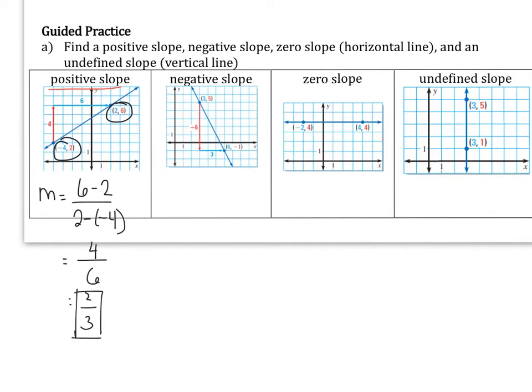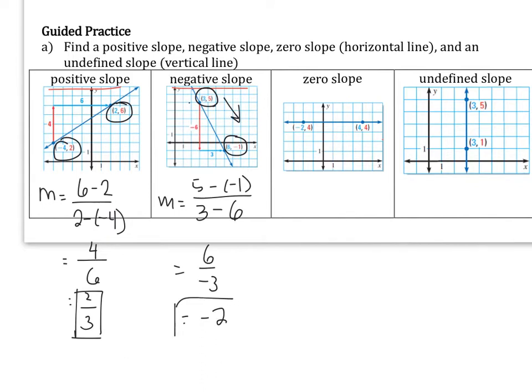And a line with a negative slope, you see it's falling. 3, 5, and 6, negative 1. I'm going to take 5, the change in y, minus the negative 1. And go back to the first point I started with, 3 subtract 6, to get a slope of negative 2.